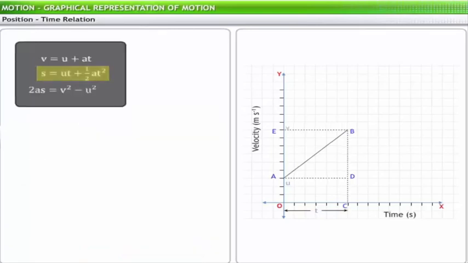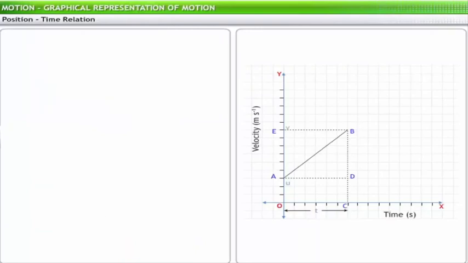Let's now derive the second equation of motion, that is position-time relation. In the same velocity-time graph, we will analyze the position-time relation. Let S be the displacement of the object in time t. You can determine the displacement of the object as the area of the trapezium OABC under the curve.